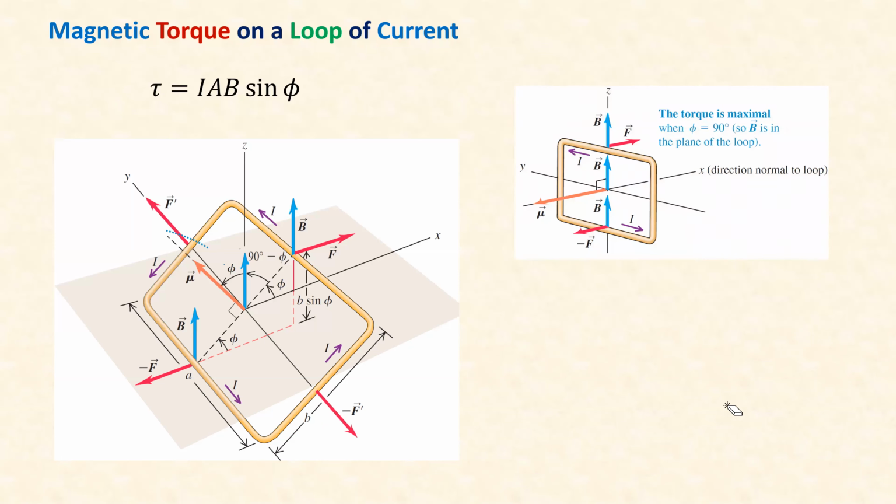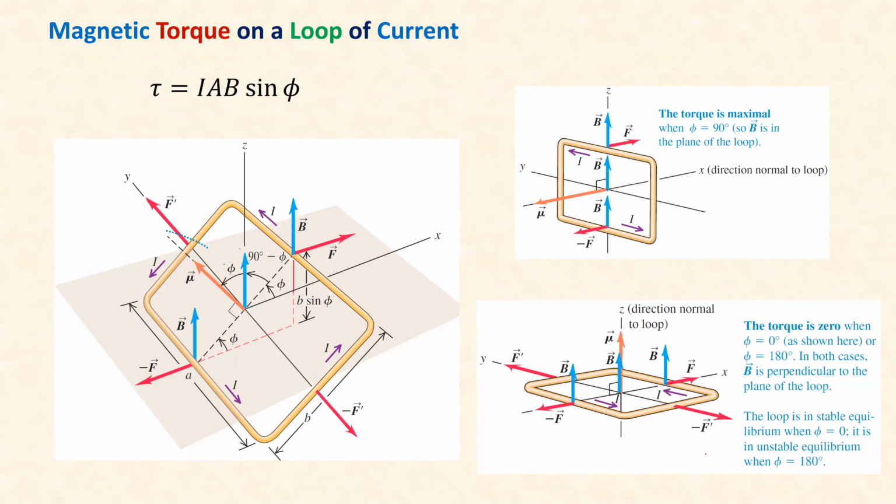All right, so you see that in this case, mu, the perpendicular to the loop, is 90 degrees to the magnetic field, right? So in this case, the torque is maximum when these two are perpendicular, because sine of phi becomes 1.